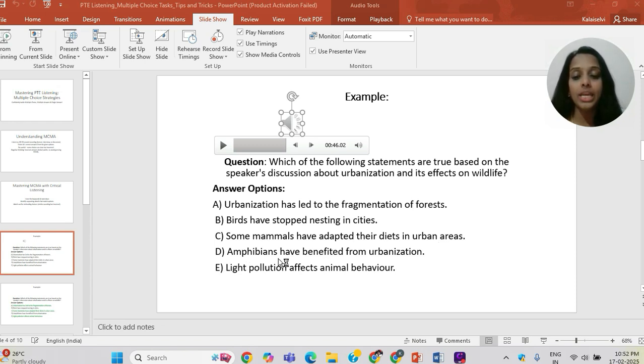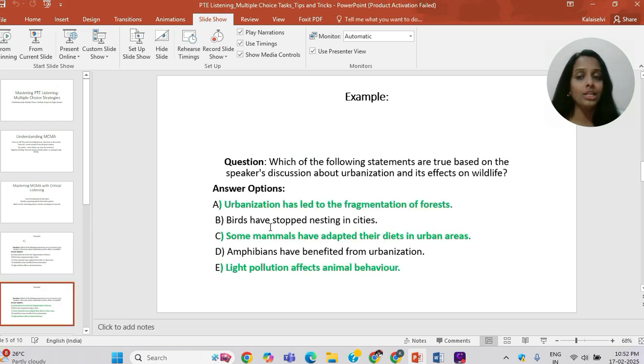Okay, and option D, amphibians have benefited from urbanization. This option is incorrect because in the audio it stated that the amphibians have been negatively affected, not benefited. And option E, light pollution affects animal behavior, which is correct since light pollution affecting behavior is explicitly mentioned in the audio. Got it? So we have three right options. The first one, option C, and the last one. So here you need to train yourself to listen for direct evidence before selecting an answer.